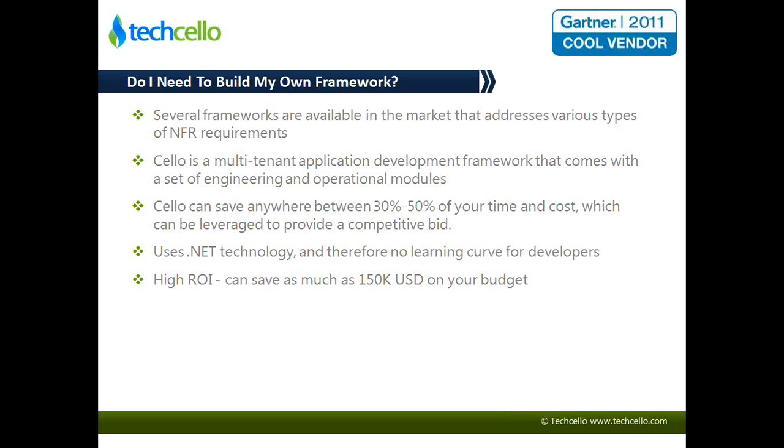And Cello particularly can save anywhere between 30% to 50% of the time and cost which will have to be spent in building a typical project, a typical application or product. So it's a straightforward calculation. You can think of 30 to 50% of cost saving, what it can do for a competitive bid. So you can quote at almost half the price of what your competitors are going to quote. So that's going to put you across in a different level altogether.